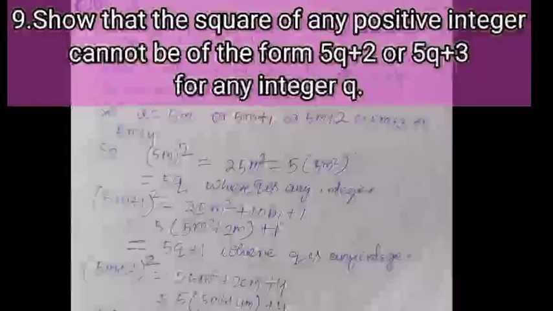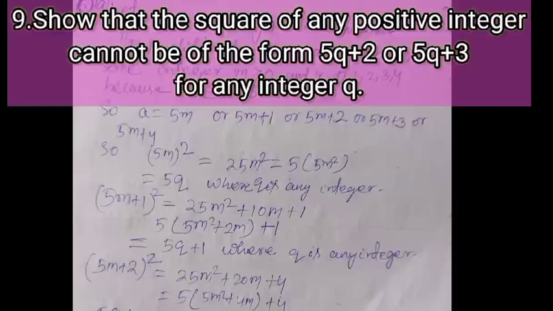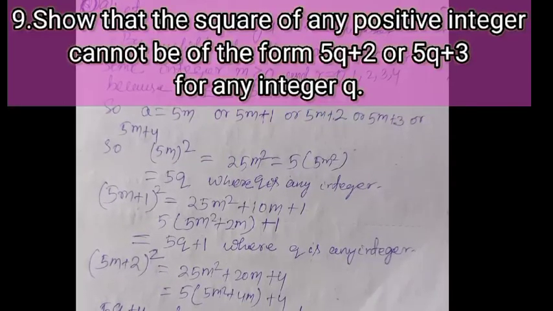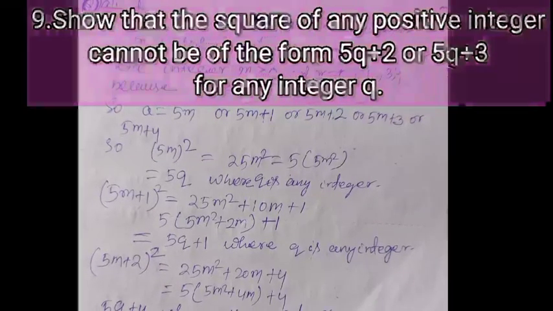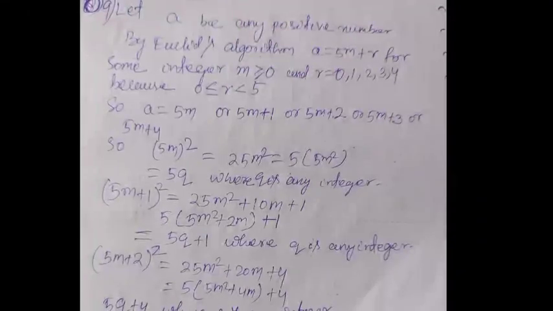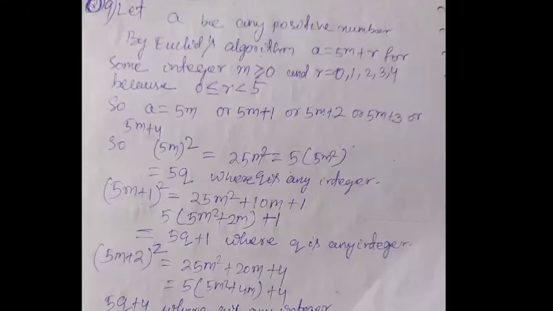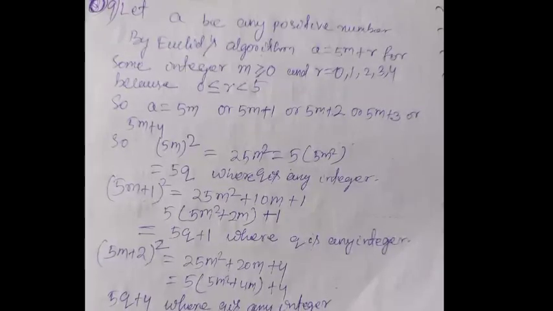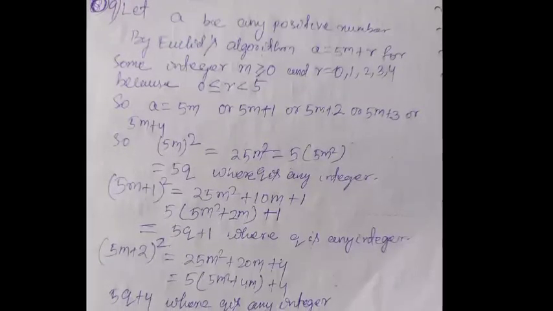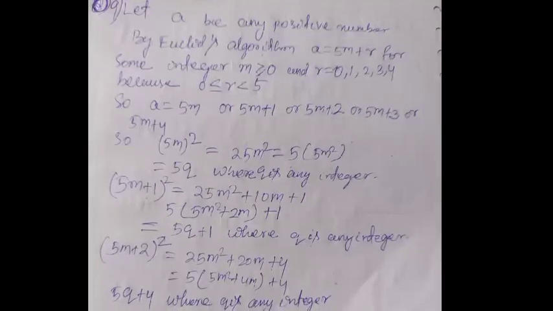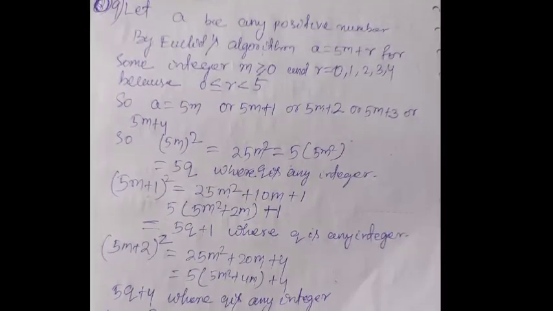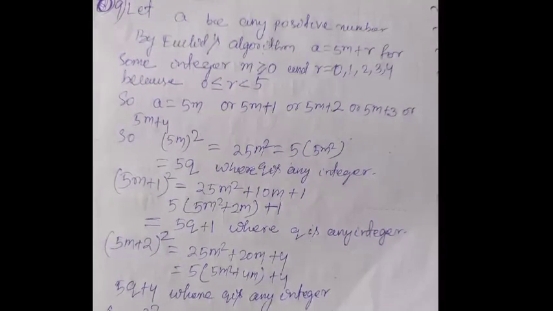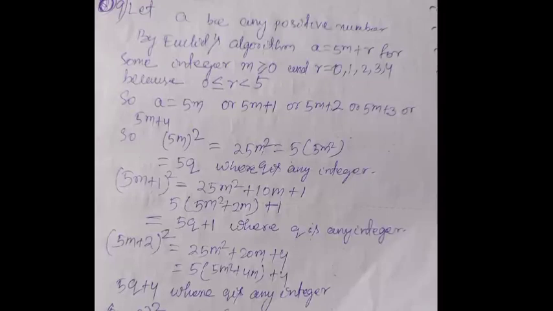Question number 9. Show that the square of any positive integer cannot be of the form 5q + 2 or 5q + 3 for any integer q. As per the question, let a be any positive number. By Euclid's algorithm, a equal to 5m + r for some integer m greater than or equal to 0, r equal to 0, 1, 2, 3, 4. Because r is between 0 to 5, a is equal to 5m or 5m + 1 or 5m + 2 or 5m + 3 or 5m + 4.